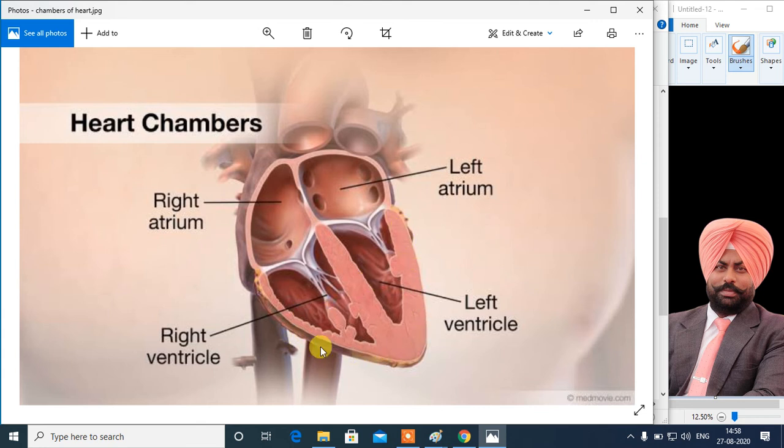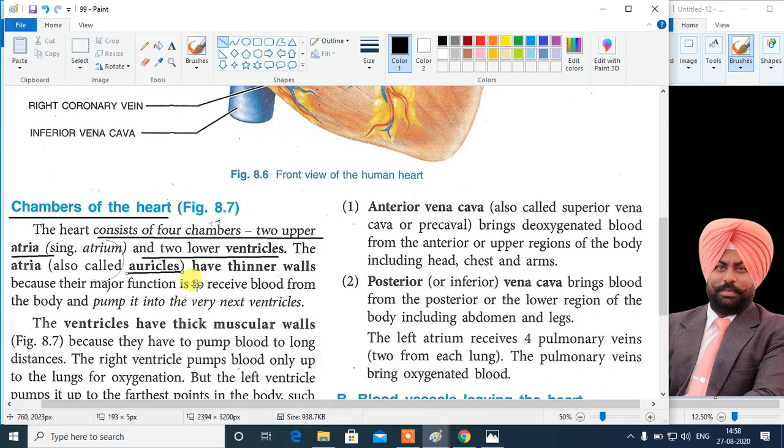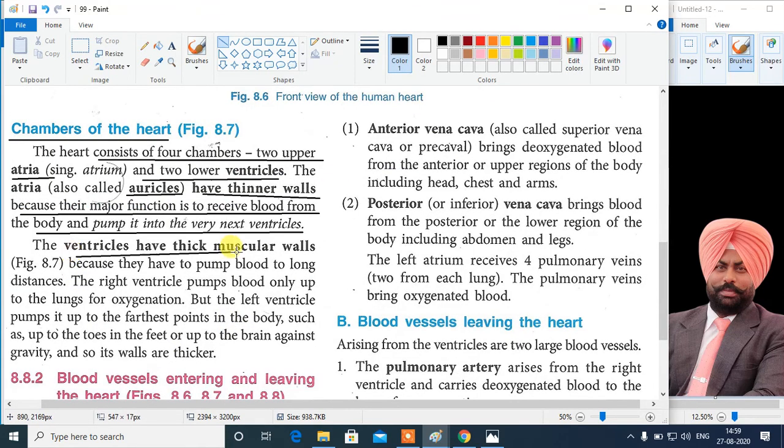Here you can see with the help of the yellow cursor that the ventricles have thick walls. The ventricles have thicker walls and the auricles have thinner walls. The auricles have thinner walls because their function is only to receive the blood from the body and pump it to the very next ventricles, and the distance is very small, so the walls of the auricles are thin, while the ventricle walls are thick.